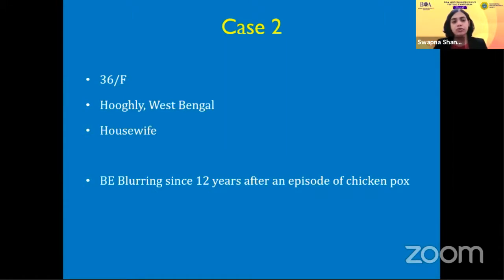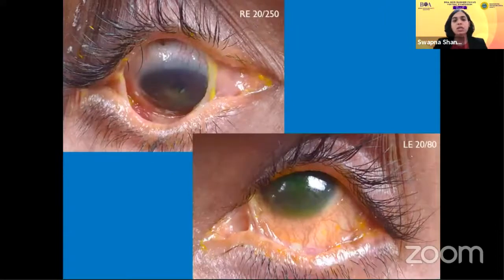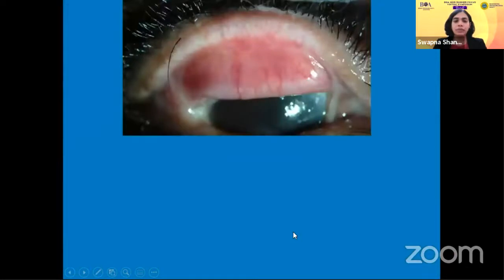This was a 36-year-old female who presented to us from West Bengal, with blurring in both eyes since 12 years, and she gave a history of an episode of chickenpox. Looking at this, the right eye had a best corrected visual acuity of 20/250, whereas the left eye was 20/80. And she had this typical pillar-like fornicial shortening in the medial and the lateral canthus. When we everted the right eye upper lid, she didn't have anything very specific on the lid margin, had one distichiatic lash, had some amount of subepithelial fibrosis, and the complete morphology of the meibomian glands is lost here.